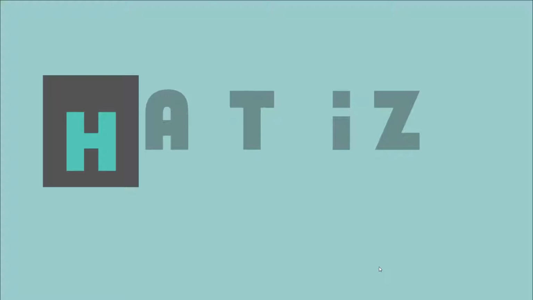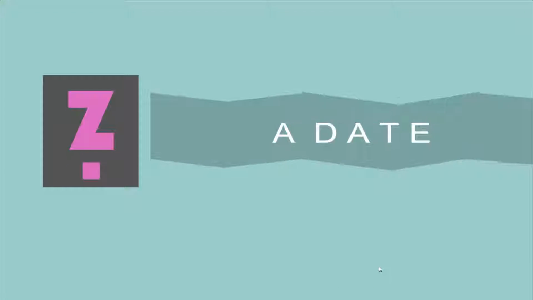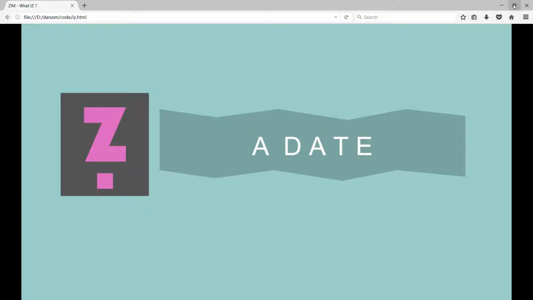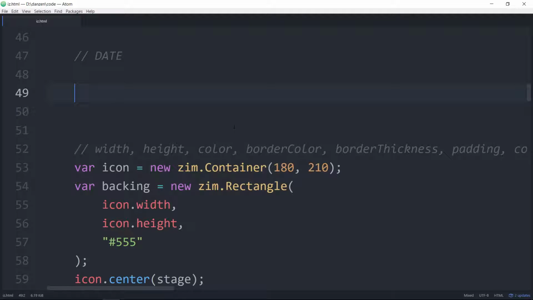What is a date? Well, that's a JavaScript class. So we can make a new object from that. Let's do a date object. So new Date. There we go.